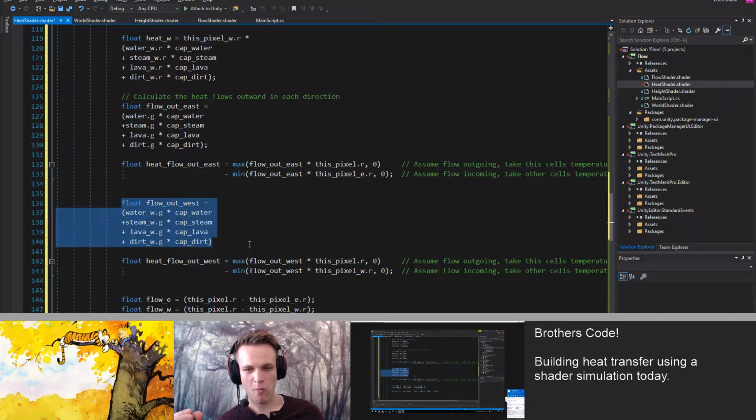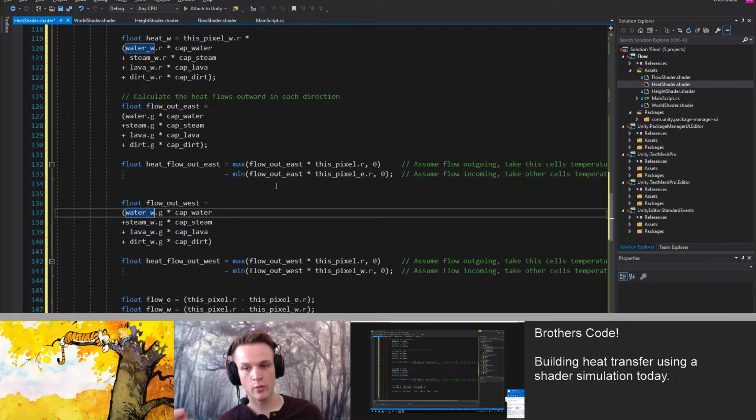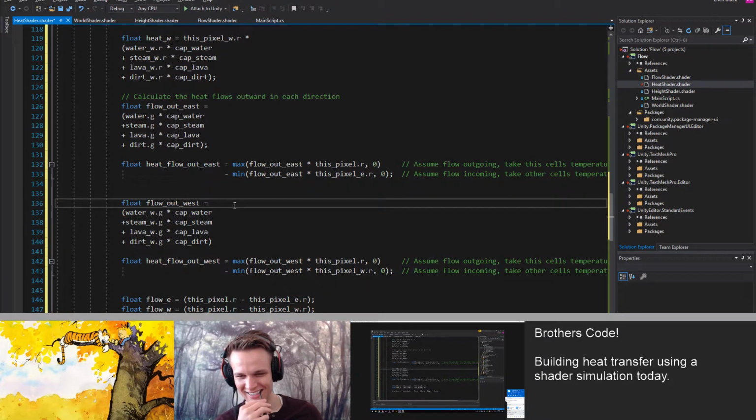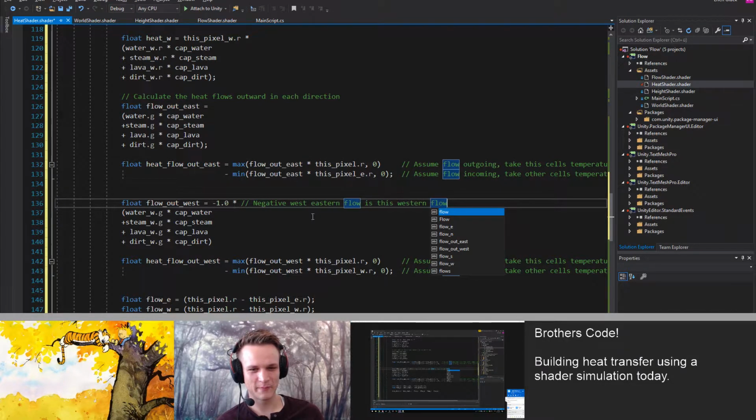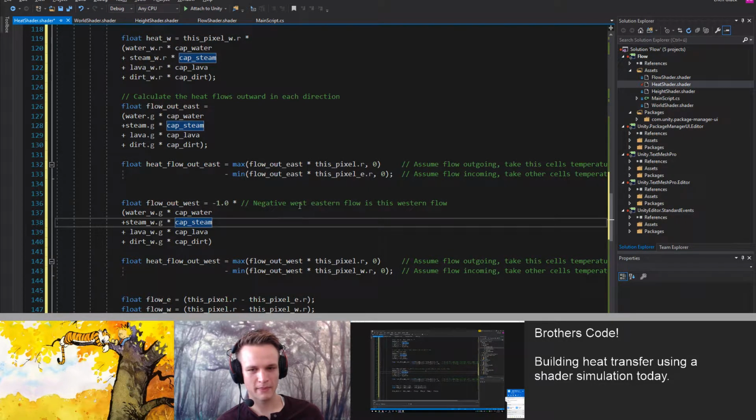Wait, is this true? Did we do this right? The western flow is the eastern flow. Wait, it needs to be the negative of the eastern flow of the western thing, so it's negative. Well, negative 1.0 times negative west, the eastern flow is this western flow. Yes.